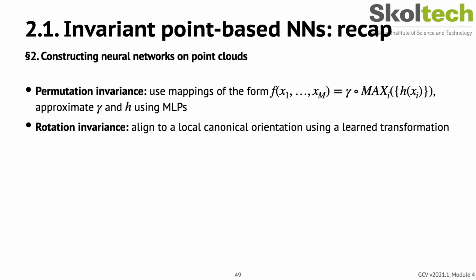To sum up this section, permutation invariance can be achieved if we use mappings of the form where each point is transformed by the same function h independently, and then a symmetric function is applied on top of the extracted features. To achieve rotation invariance, we align to a local coordinate orientation by using a learned transformation during training.